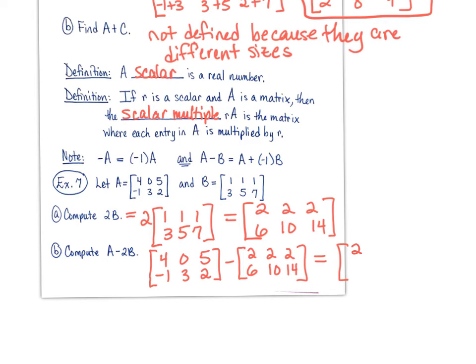Then you get 0 minus 2, which is negative 2. 5 minus 2 is 3. Then you have negative 1 minus 6, which is negative 7. Continue. Negative 7, and then negative 12. You got it. Very good.